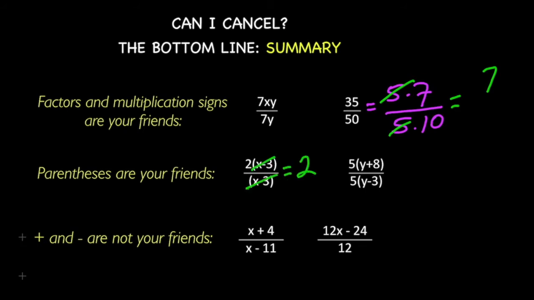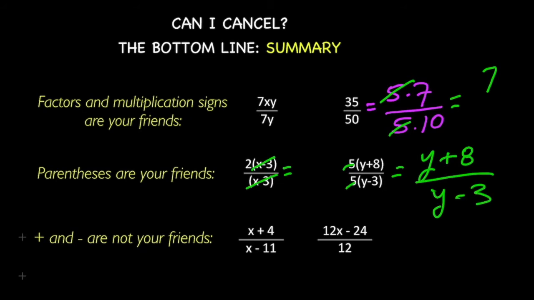On the right, again, this is considered a factor. The parentheses is considered as a whole unit. That's a factor, factor, factor. We are therefore allowed to cancel the 5s. It's outside the parentheses. Now, again, what we cannot do is come along and try to cancel these y's. That would be illegal. So our final answer is going to be to cross out the 5s, and we have y plus 8 over y minus 3.